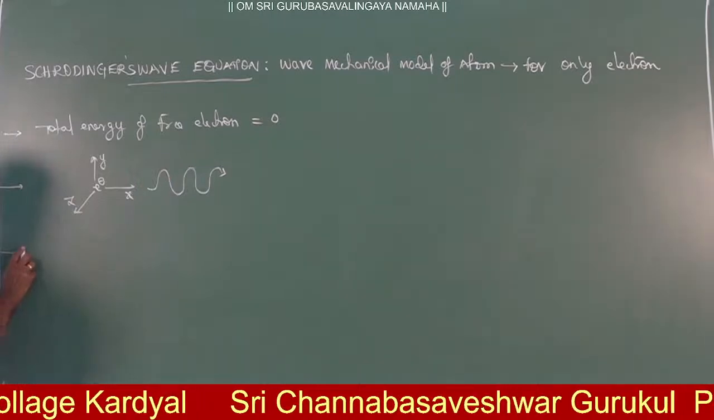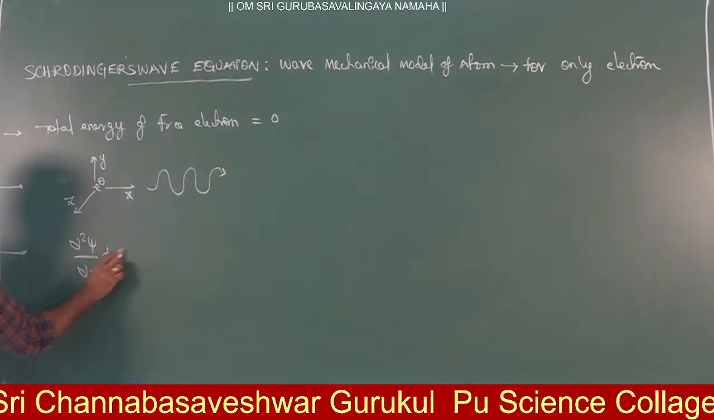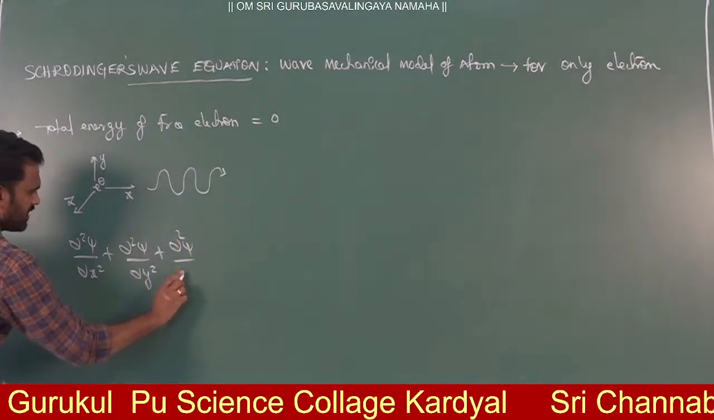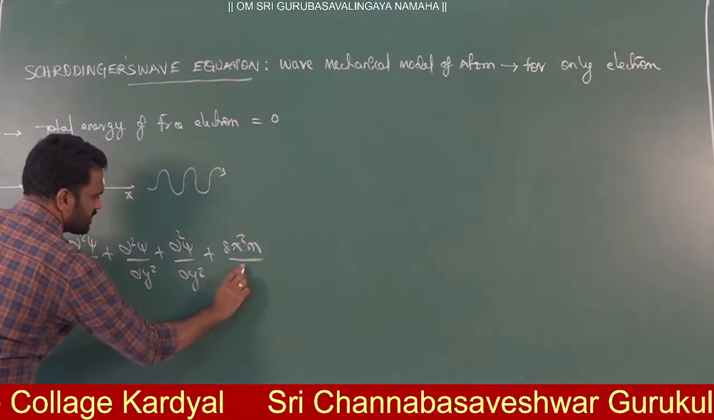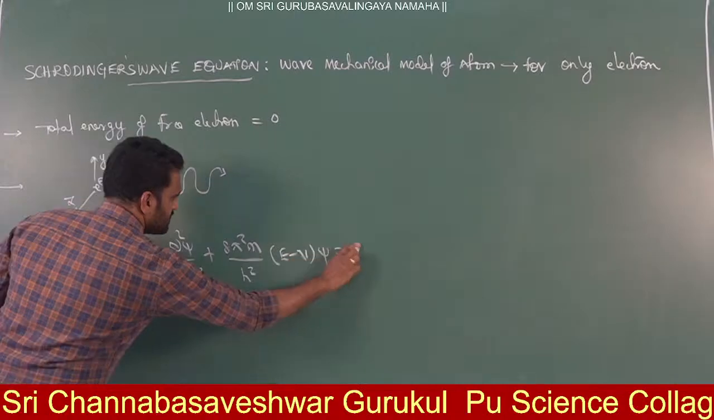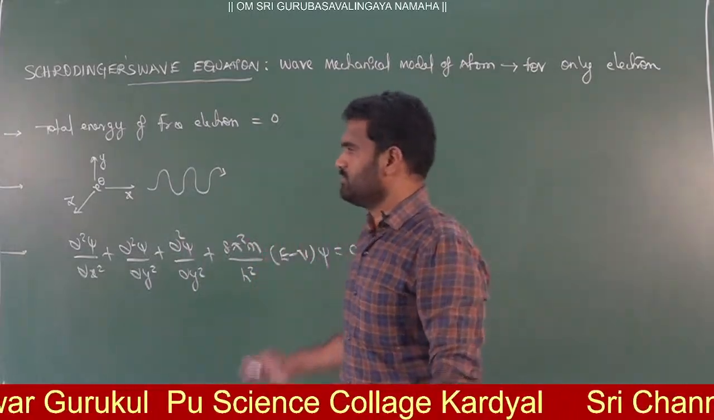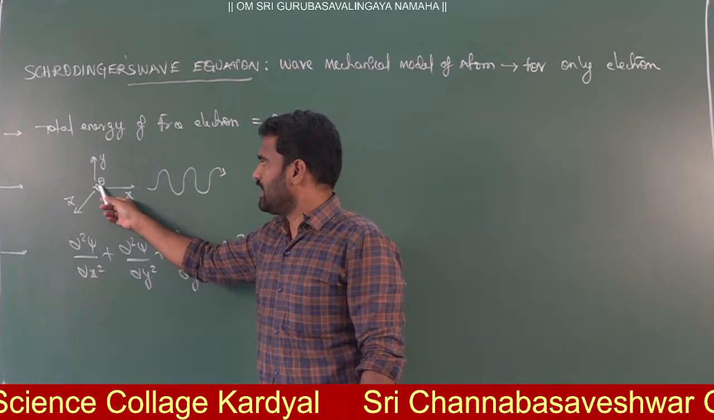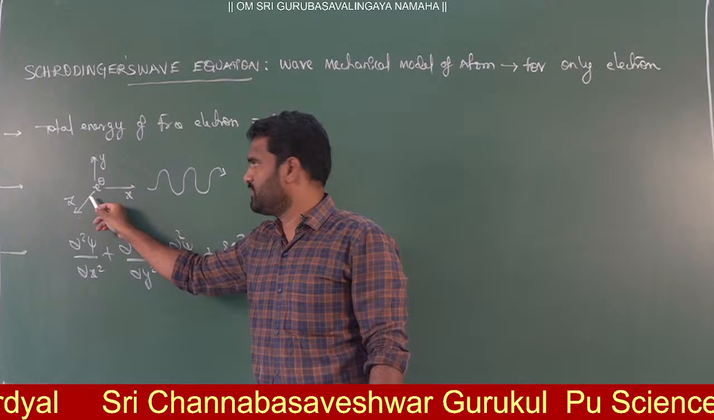That equation is: dou square psi by dou x square plus dou square psi by dou y square plus dou square psi by dou z square plus 8 pi square m by h square, into E minus V, into psi, equal to 0. So this is the electron wave equation. Here this is the free electron, and he differentiated along the x-axis, y-axis and z-axis.